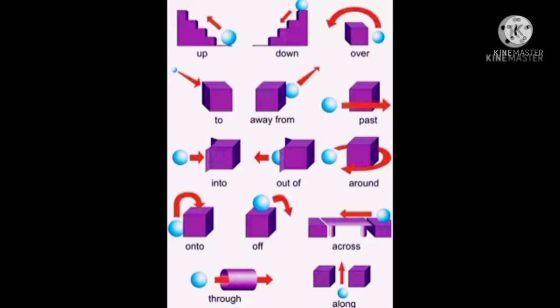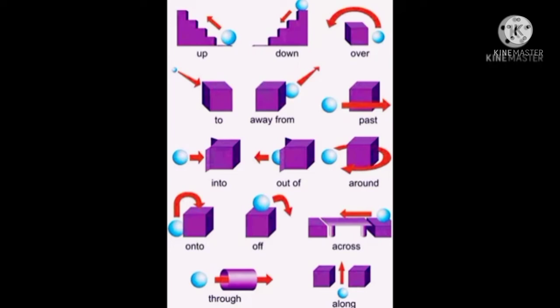Look at the first image. It shows that the ball is moving up or going up. Up is showing a movement or a direction. Second one, the ball is coming down. The ball is going over the box. So over means it is crossing something.